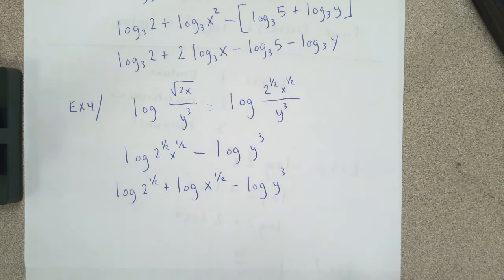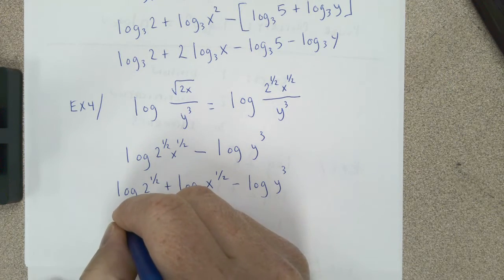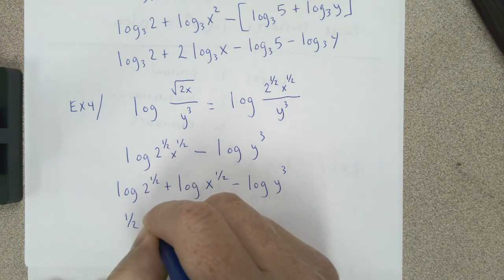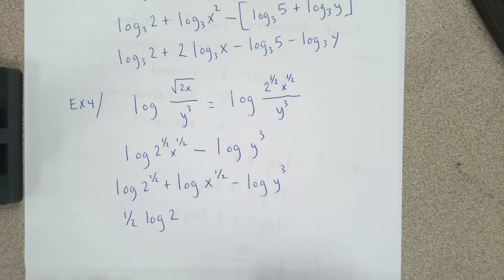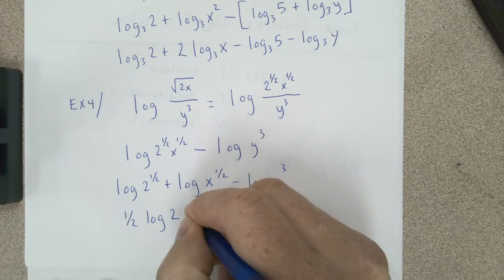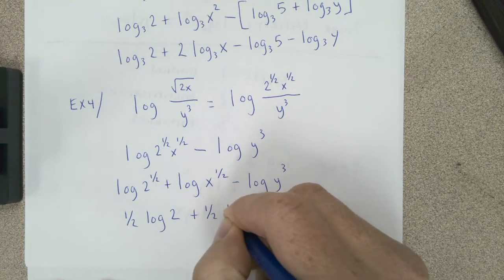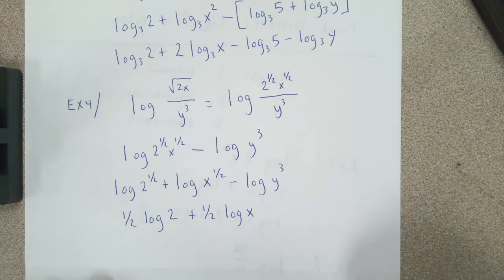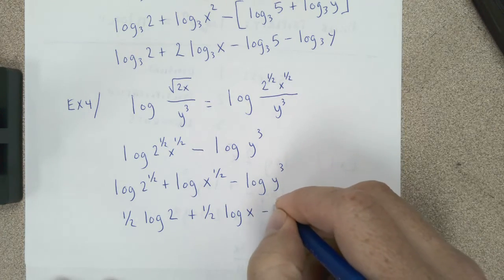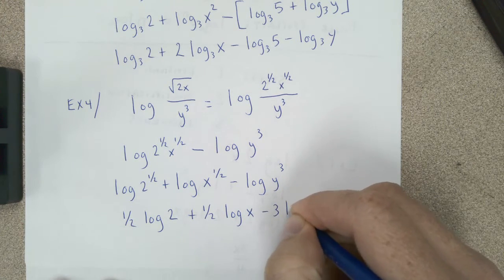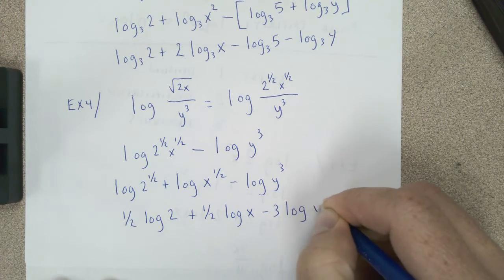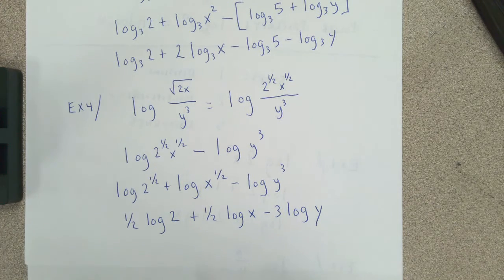Then I can move my exponents, so this becomes 1/2 log of 2 plus 1/2 log of x minus 3 log of y. And again, that was our power property that we just used to finish that one.